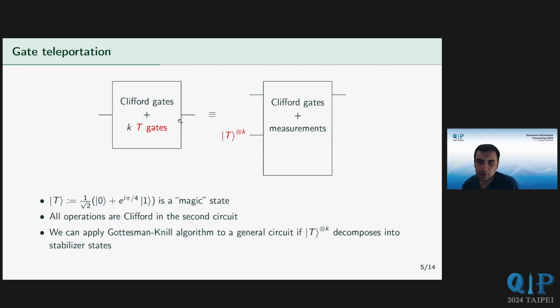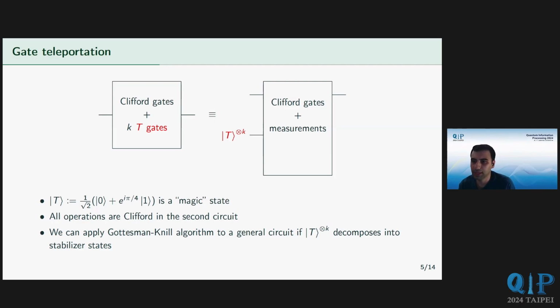You can check that these two circuits are completely equivalent. Then if you can somehow write ket T to the power k as a linear combination of stabilizer states, everything would be in the stabilizer formalism, and you can apply the Gottesman-Knill theorem to this arbitrary quantum circuit and simulate it on classical computers. The only thing that can prevent us from simulating it on a classical computer is that the linear combination has a lot of terms, and we cannot do efficient simulation.